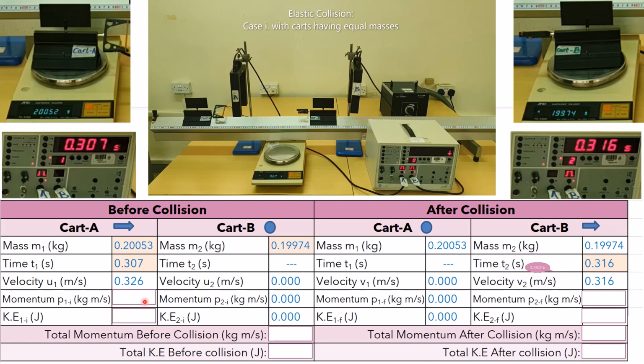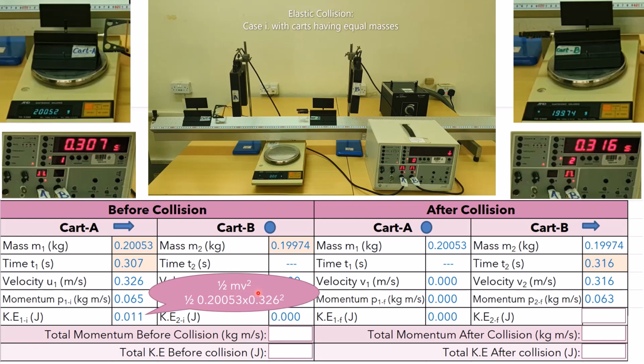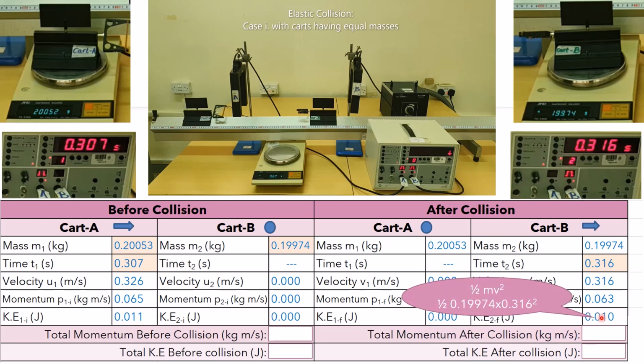Now let's compute the momentum. The momentum is obtained by mass multiplied by the velocity. So the answer is 0.065 kilogram meter per second, whereas the momentum of cart B is 0.063. Now let's compute one more parameter, that is the kinetic energy of cart A before the collision. Simply half m v square formula. So its value is 0.011. The same parameter for cart B after the collision.